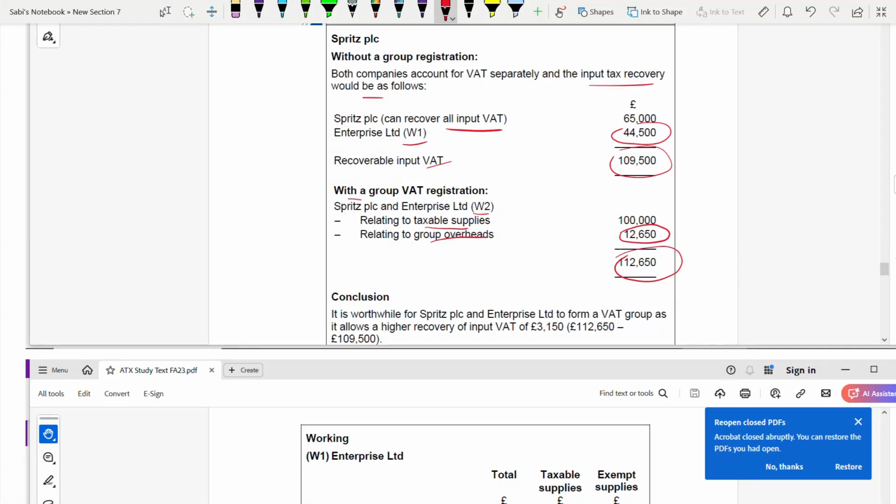So if you see here, recoverable import VAT without VAT registration is lower. So having a group is better. It's worthwhile for them to form a VAT group as it allows a higher recovery of import VAT. 3,150 more they are getting import VAT recovered.